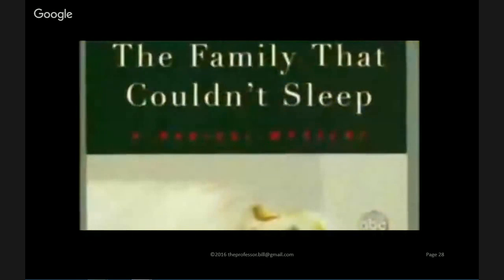D.T. Max has spent years researching the phenomenon of FFI. His book, The Family That Couldn't Sleep, traces the history of the Italian clan who first carried this cruel disease. One, you're not sleeping. Two, you're having difficulty walking. Three, your ability to focus has gone downhill rapidly until about ordinarily the ninth month, the disease ends with death.